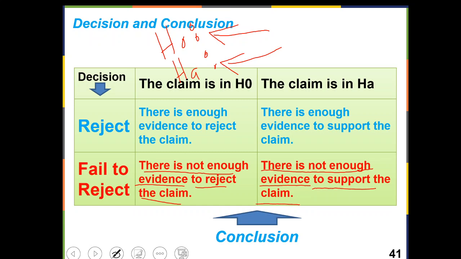So in your statement at the end, you have to say something about the claim. You cannot say there is not enough evidence to reject the null hypothesis, because people don't know what the null hypothesis is. They know what the claim was. So you need to talk about the claim, and that's how you do it. There are only 4 different statements you can write.